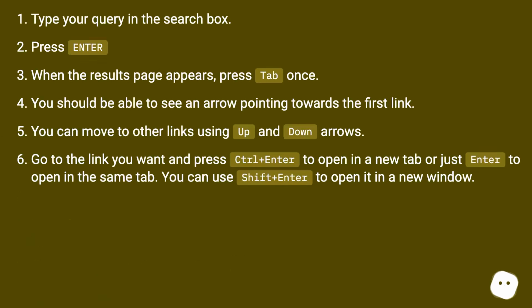Type your query in the search box. Press enter. When the results page appears, press tab once. You should be able to see an arrow pointing towards the first link. You can move to other links using up and down arrows. Go to the link you want and press Ctrl plus enter to open in a new tab, or just enter to open in the same tab. You can use Shift plus enter to open it in a new window.